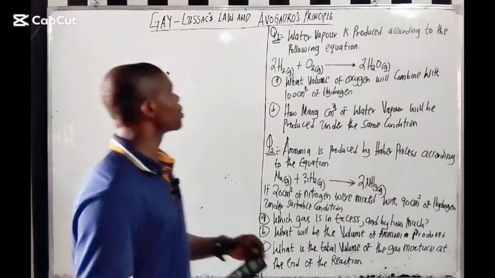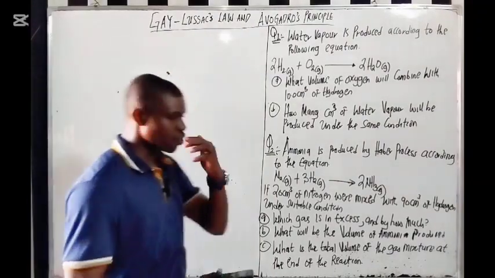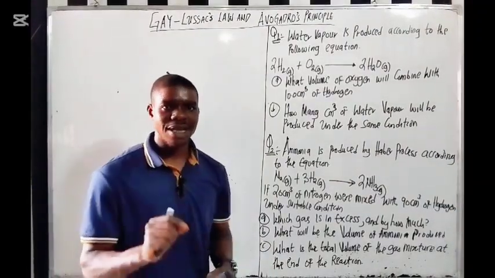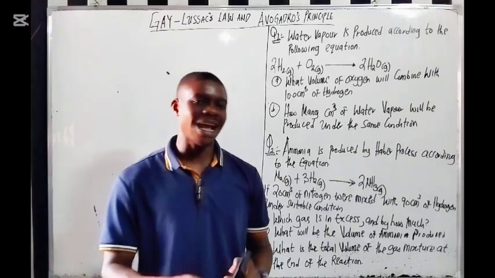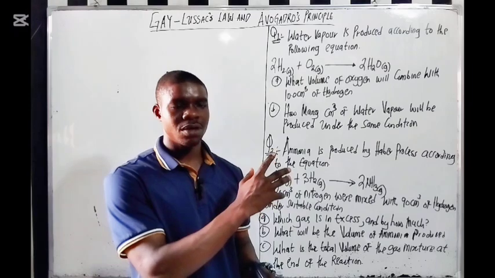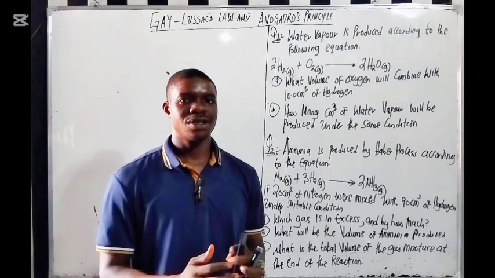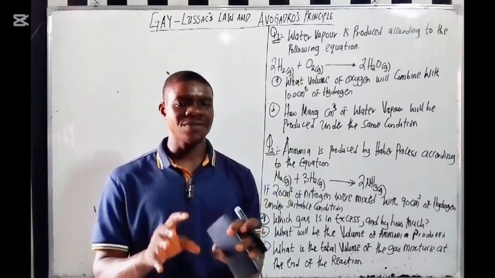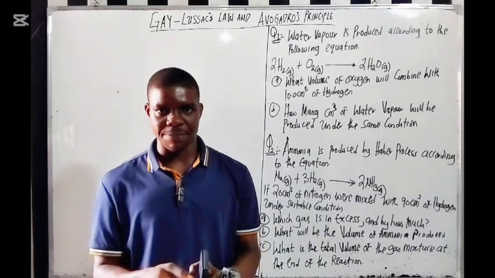In this video, we have to look at Gay-Lussac's law and Avogadro's principle. This is one aspect of chemistry calculation that a large majority of students have issues with. I myself still have had issues with this topic. So I'm going to take this video to explain it step by step, right?